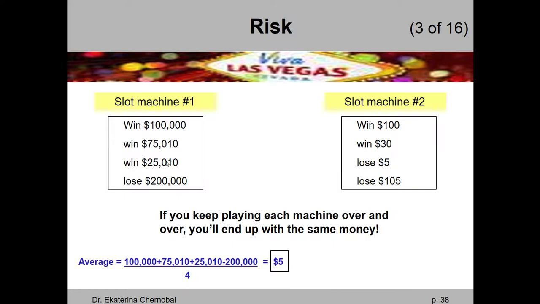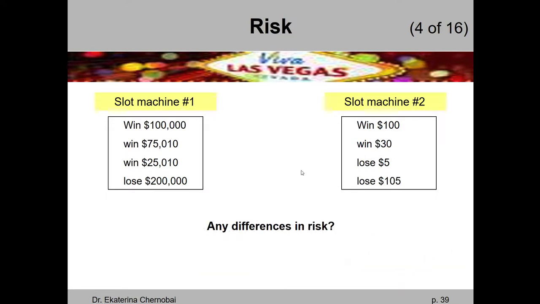$5 if you play slot machine number 1. If you do the same math for slot machine number 2, you add up 100, 30, -5, -105, and divide that sum by 4, you also get $5. So it looks like it doesn't matter which machine you play if your only comparison is how much you make on average per game. But what about the risk? Are the two machines similar in how risky they are, how much risk they offer, how much uncertainty they offer to you?